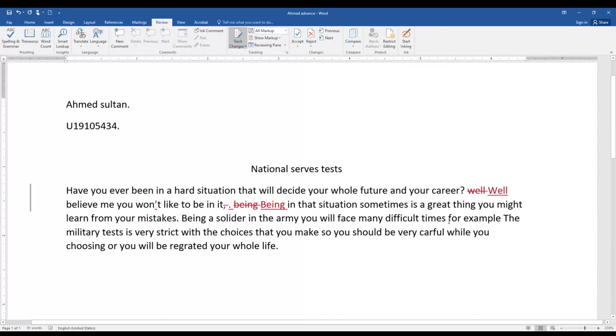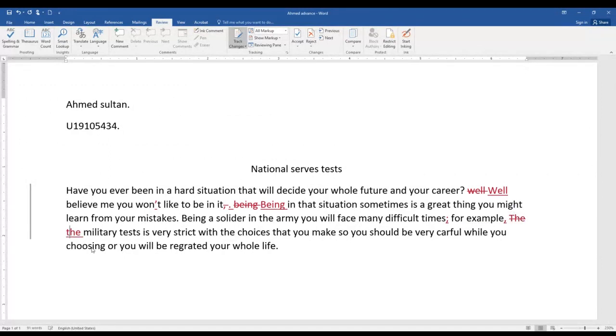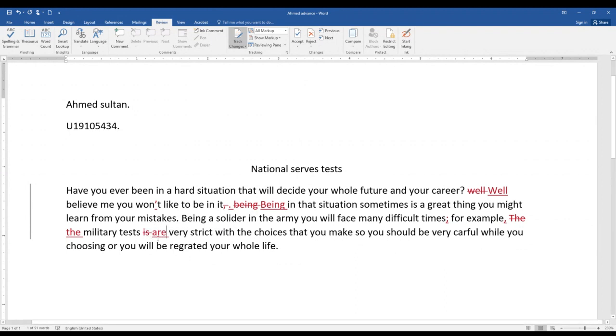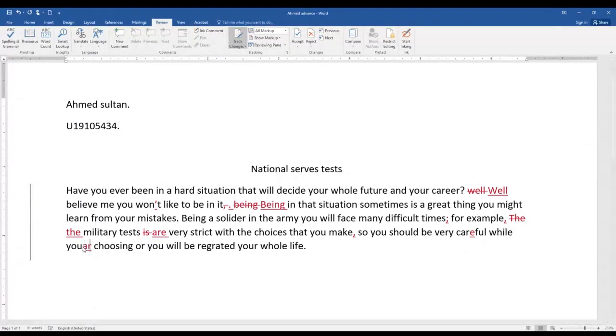For example, the military test. The military tests are very strict, right? Plural. With the choices that you make, you should be very careful while you are choosing, or you will be regretted your whole life.